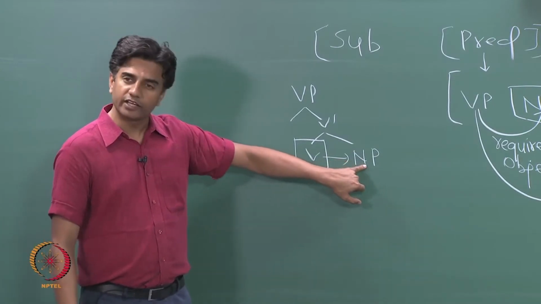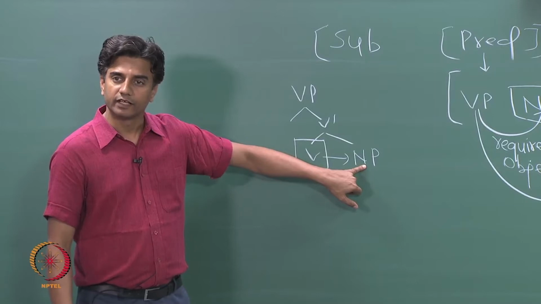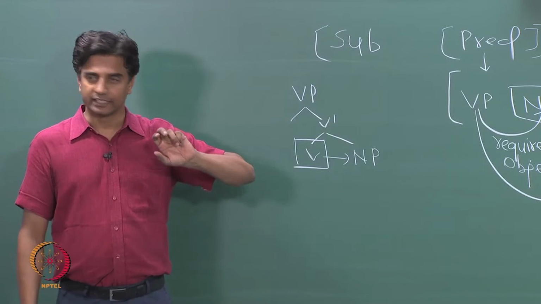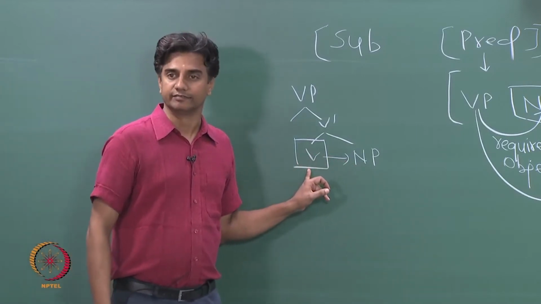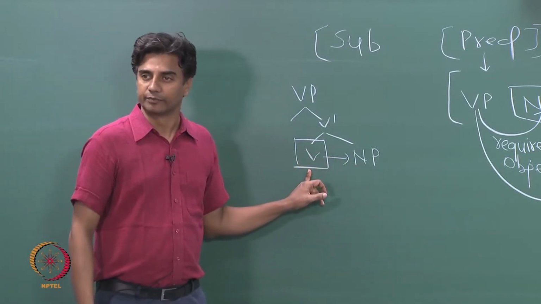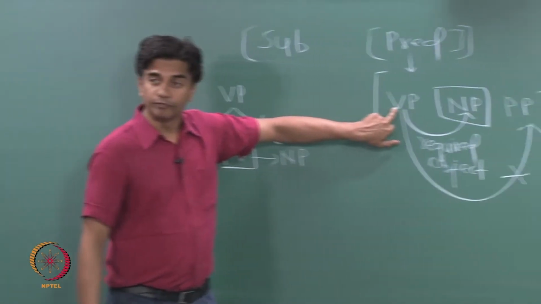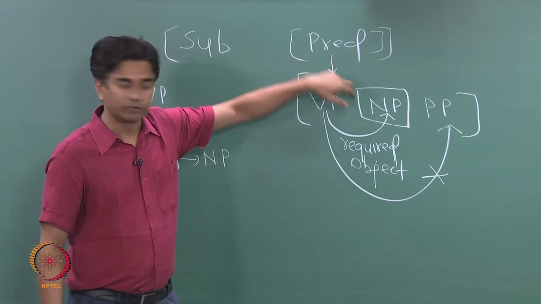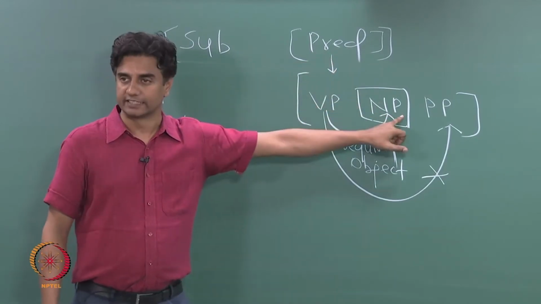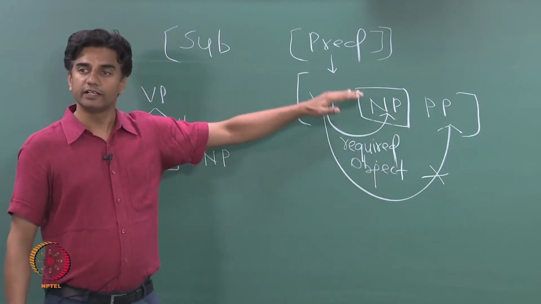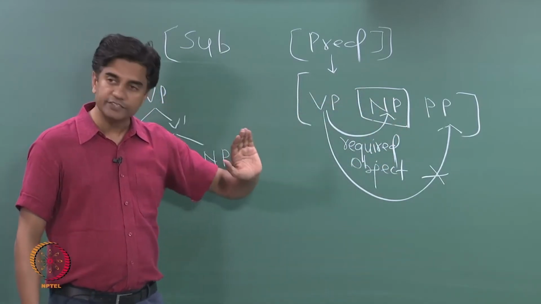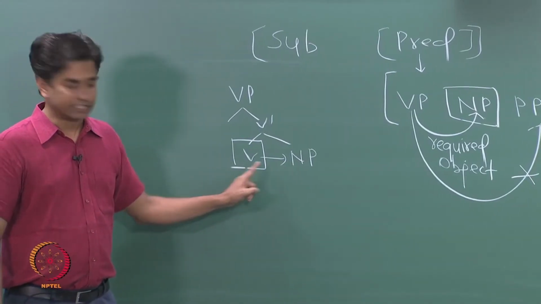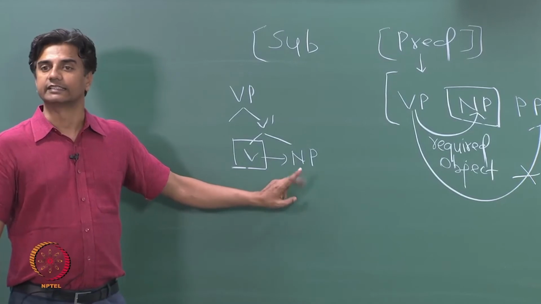The sub-categorized NP, the NP that we are referring to as sub-categorized element, is actually done by the head. That's the point I'm trying to make. When we say this NP is a required thing inside the predicate, what we mean is this VP needs this NP. When we say this VP needs an NP, in a precise way, we are saying the head of this VP, that is V, sub-categorizes this NP.